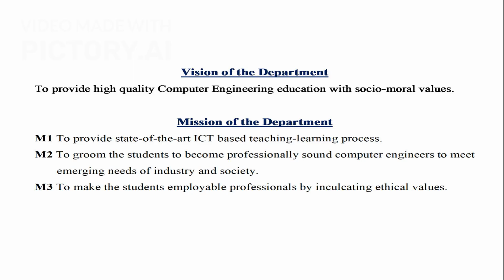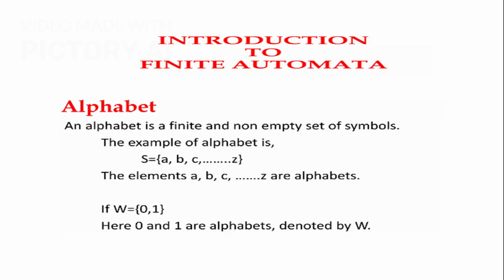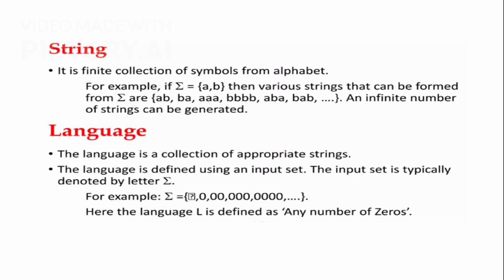strong ethical foundations. Let's begin with the concept of alphabets in finite automata. An alphabet is a finite, non-empty set of symbols, such as letters or numbers. These symbols form the building blocks for creating strings and languages within automata theory. Strings are finite collections of symbols from an alphabet, and languages are collections of appropriate strings.